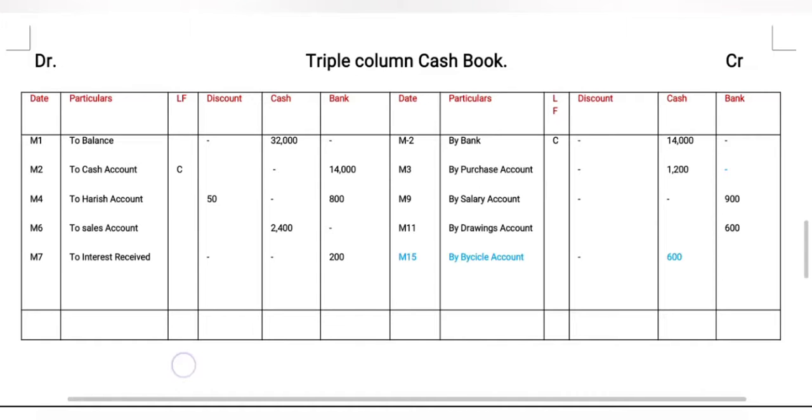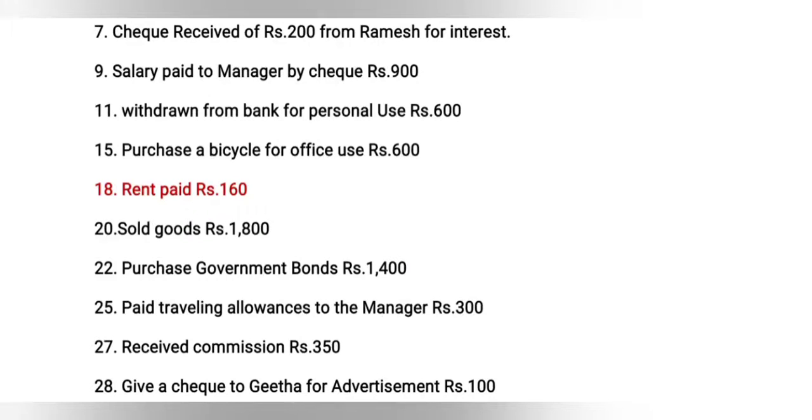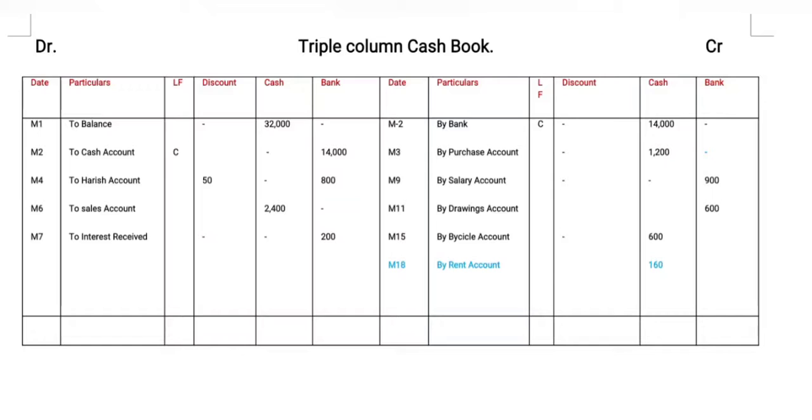That's why we wrote it as cash account 600 rupees. Now we are going to another transaction. On the 18th, rent paid 160 rupees. Here cash is going out of the business. That's why we come to the cash book credit side as by rent. Rent is an expenditure. That's why we come to the by rent account, 160 rupees. Rent is paid with cash.